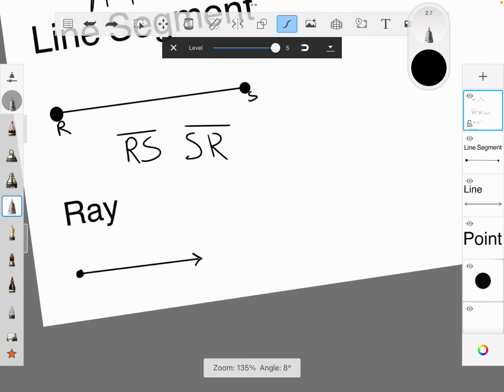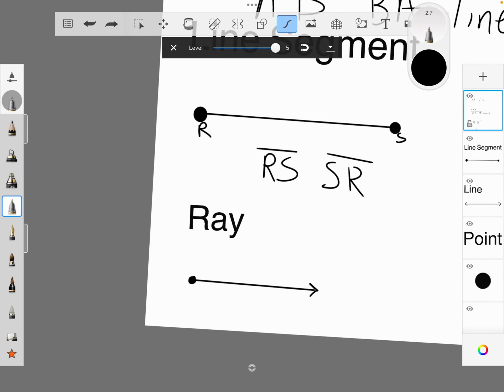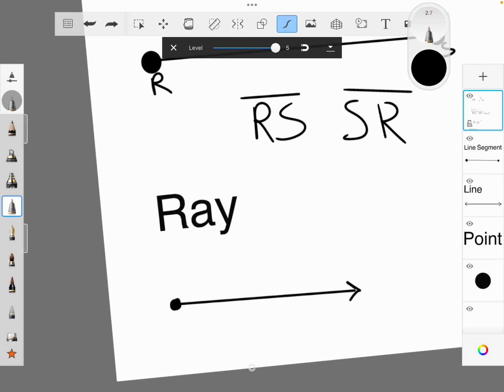Okay, so rays are made up of points and are straight and have only one endpoint and extend infinitely in only one direction. So, this is point A, this is another point here, B. So that would be ray AB.